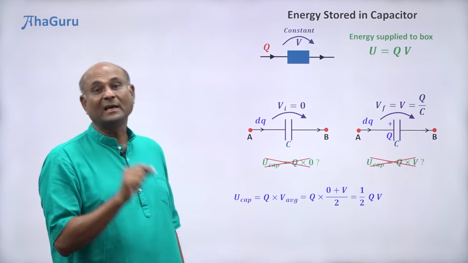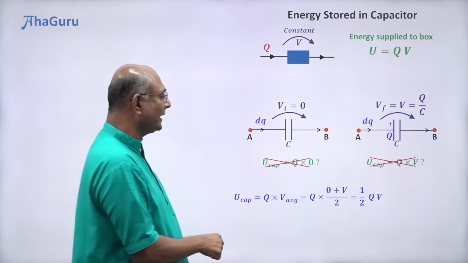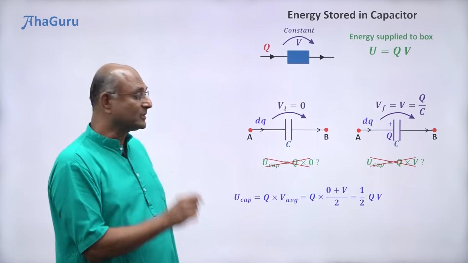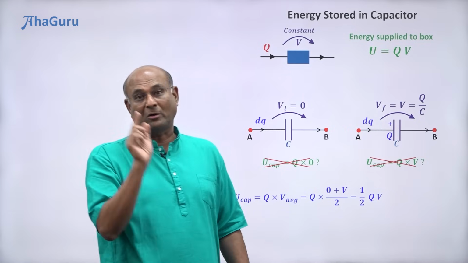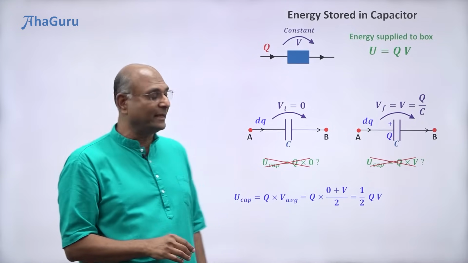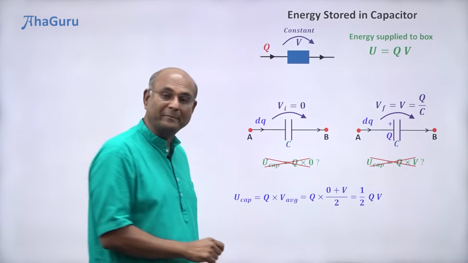The average is half times V, and that's where that half comes from. Instead of being Q times V, it is half Q times V because it's Q times the average potential drop. Remember that the potential drop is changing as the charge keeps coming in. So Q times V average is half Q times V.